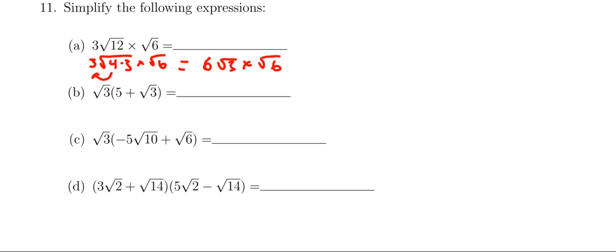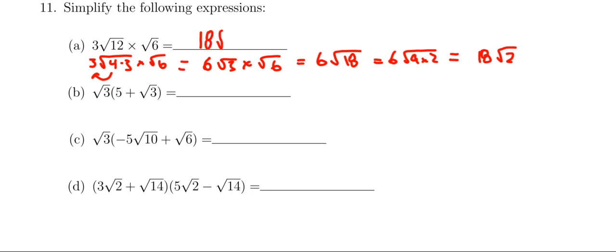Now, when I multiply those together, I multiply the coefficients together, so 6 times 1. And then 3 times 6, the radicand, is going to give me 18. Well, 18 is 9 times 2. And the square root of 9 is 3, so I can pull a 3 out and make that 18 root 2. So there's my answer to that first one, 18 root 2.